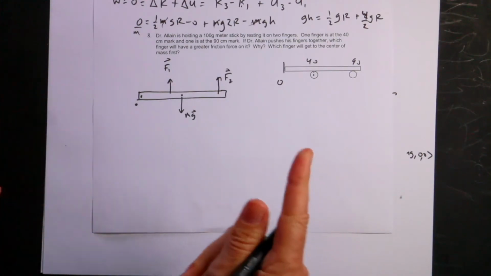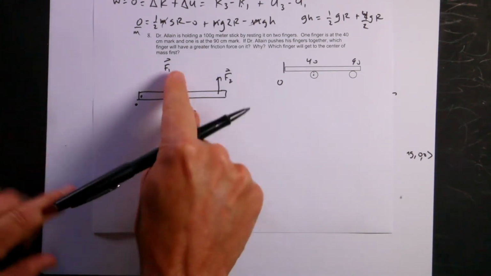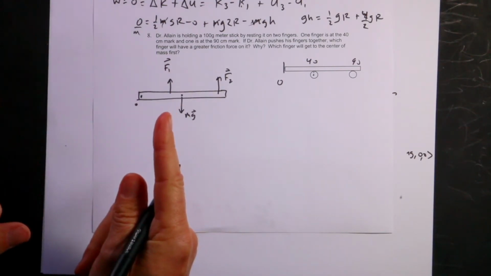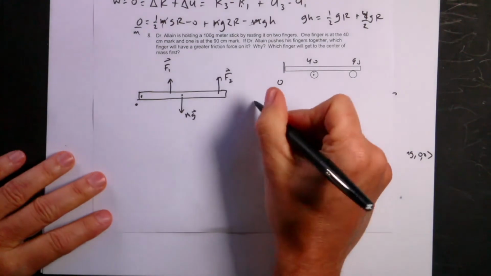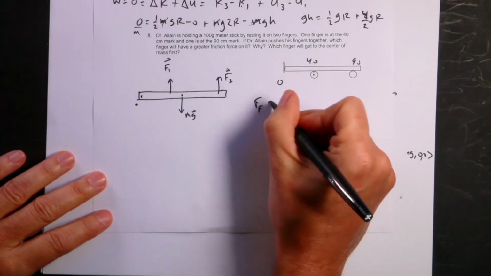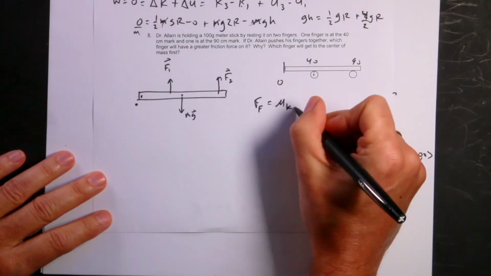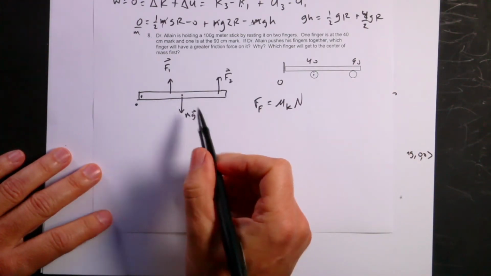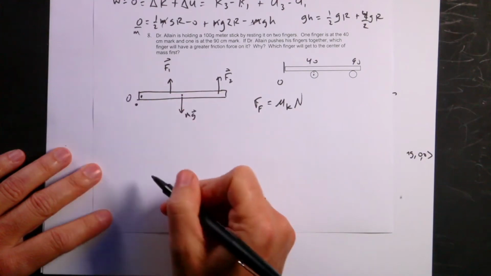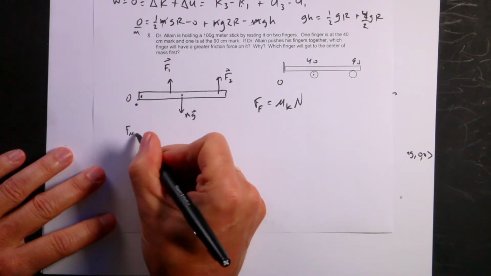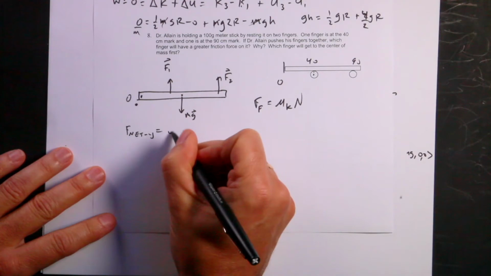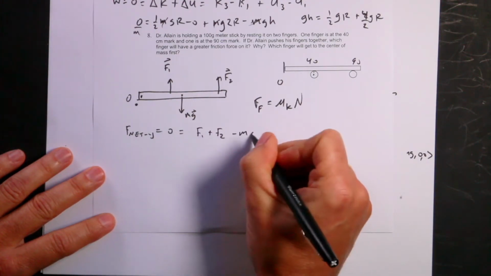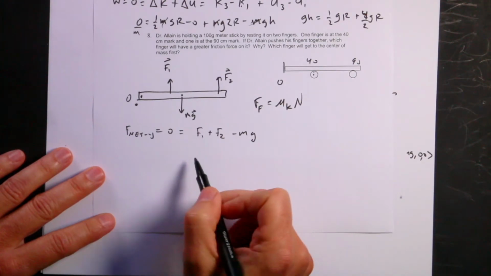Now, if I slide these in, these are actually normal forces. Then I could say the frictional force, F friction, is equal to the coefficient of friction times the normal force. So the one that has a greater normal force is going to have a greater friction. So let's call this point O. I know that F net Y is 0. So that's going to be equal to F1 plus F2 minus mg. So the sum of these two has to equal the weight of the stick.